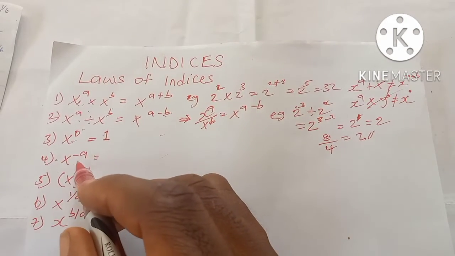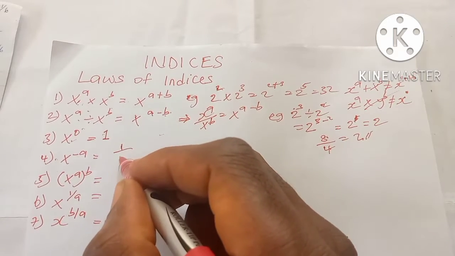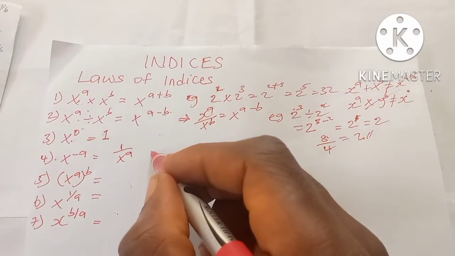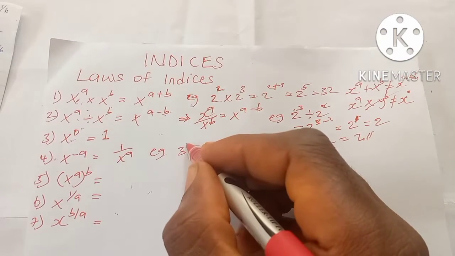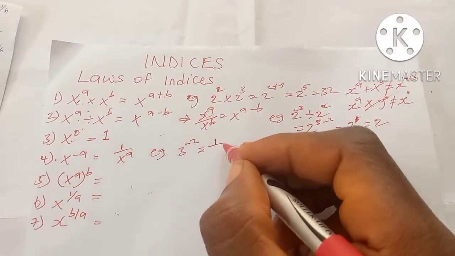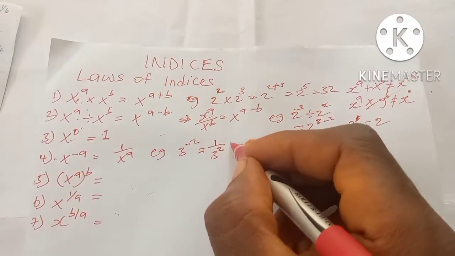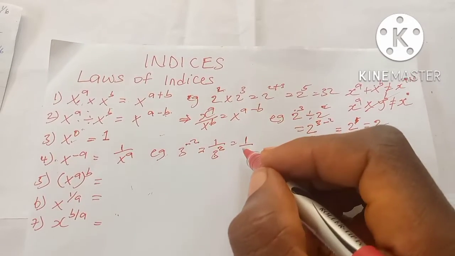The fourth law states that x to the power negative a is equal to 1 over x to the power a. An example of this: let's say we have 3 to the power negative 2. This is equal to 1 over 3 to the power 2, which is equal to 1 over 9.